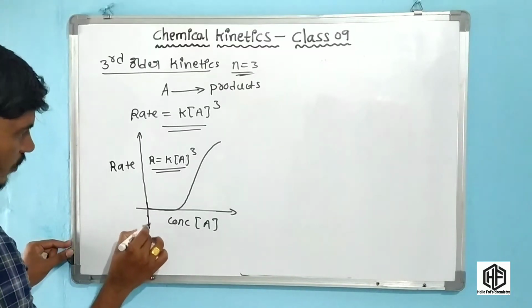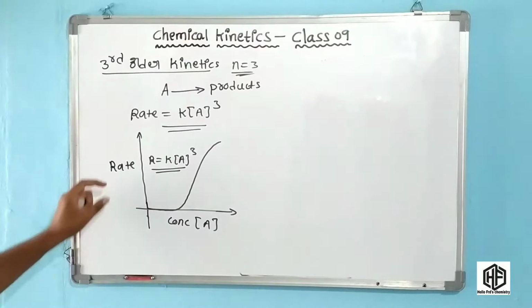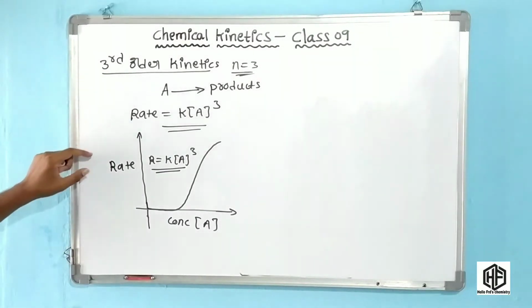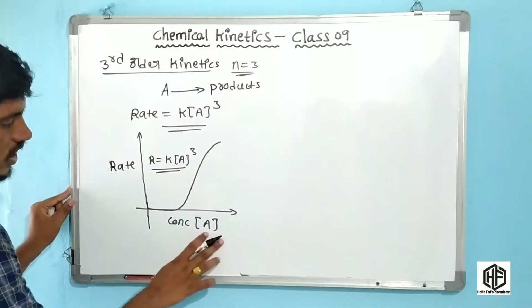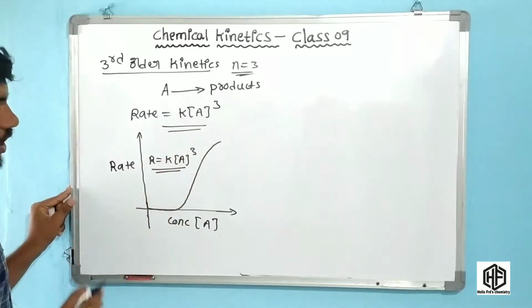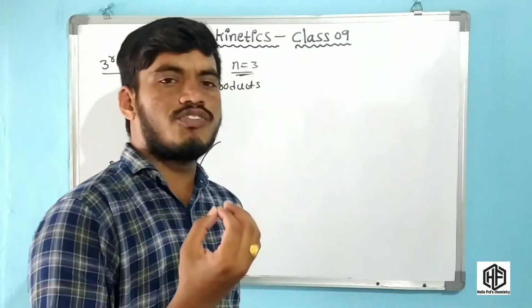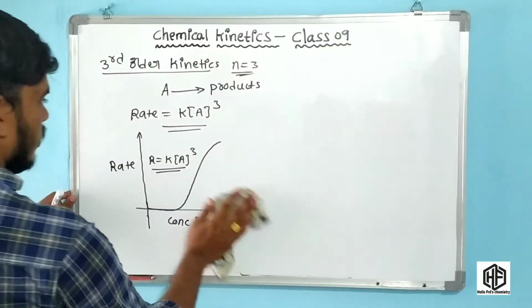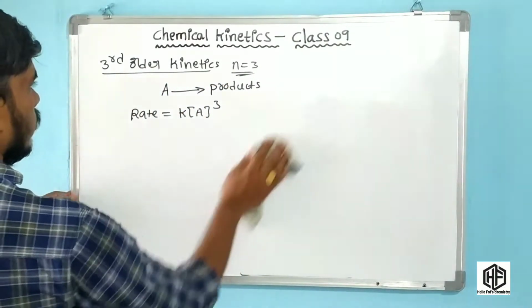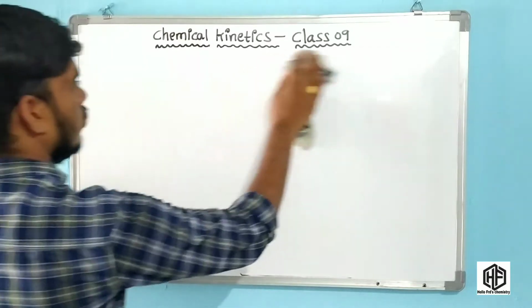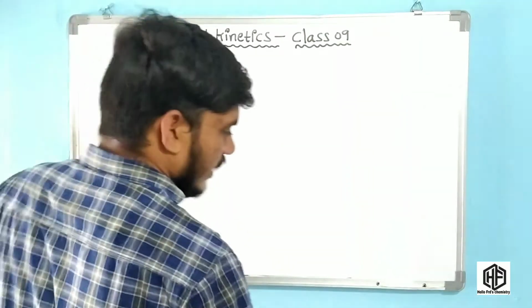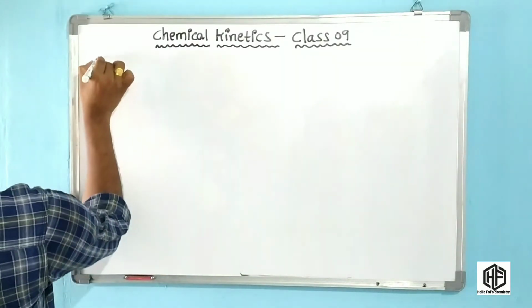This is the graph representation of third order kinetics, rate versus concentration of A power 3. Okay friends, this is clear. Now what is the integrated rate law of third order reaction?